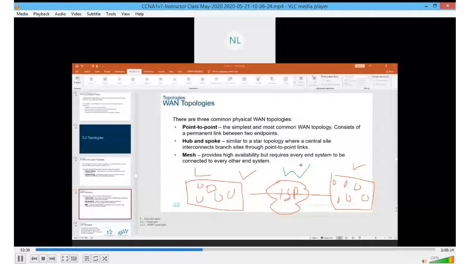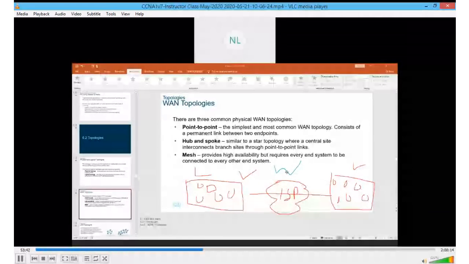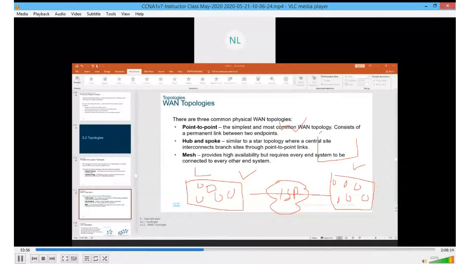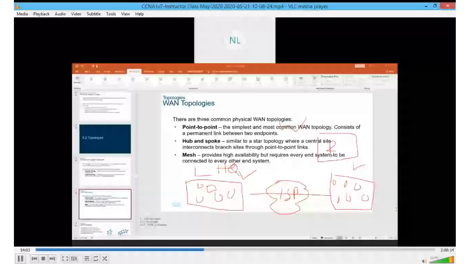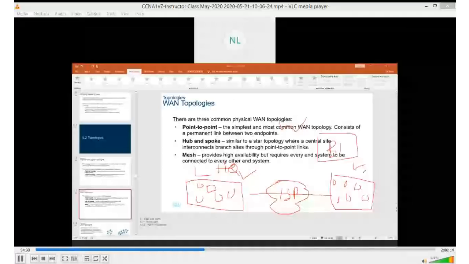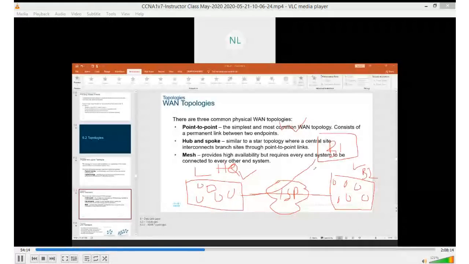So a topology in a wide area network can be point-to-point, as in this case, where an ISP connects one of your organizations to another of your organizations, or one organization to another organization. It's called point-to-point. But when an ISP, let's say this is my HQ, and this is a branch, let's say branch 1, and this is branch 2, it's connecting like this. It means HQ is connecting to branch 1, and HQ is also connecting to branch 2.